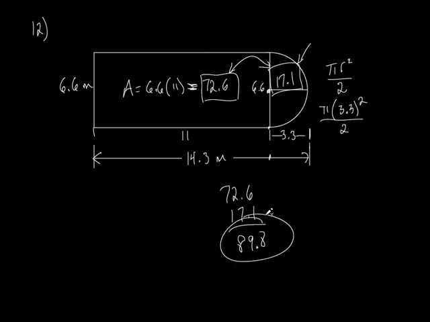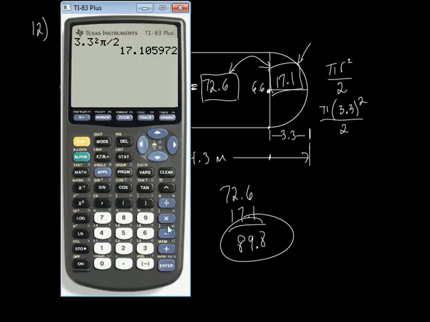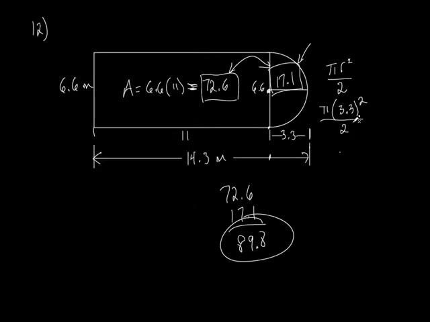Now, for some reason, I have 89.7 on my answer key, probably because I took this whole answer and added it to 72.6. Let's see what we get. Yeah, we get 89.7. So it would be fine. It's just, on this one I rounded. So 89.8, 89.7, basically the same thing. I'd be fine either way.